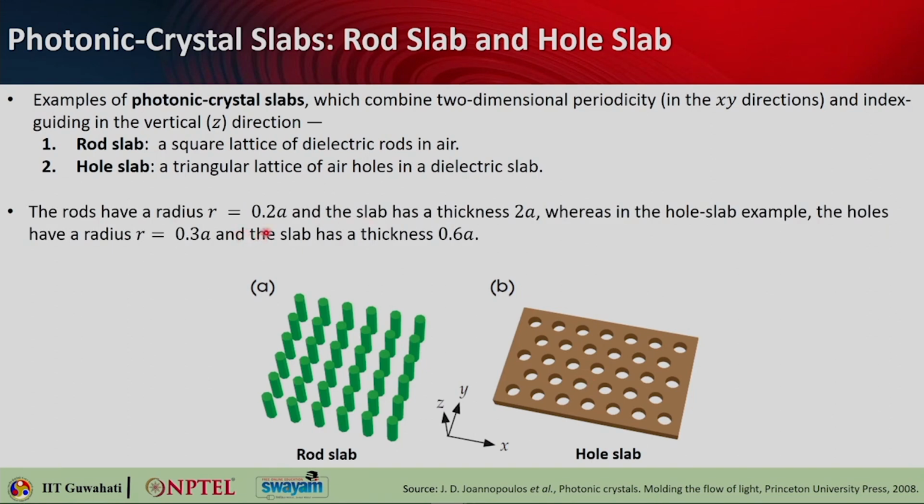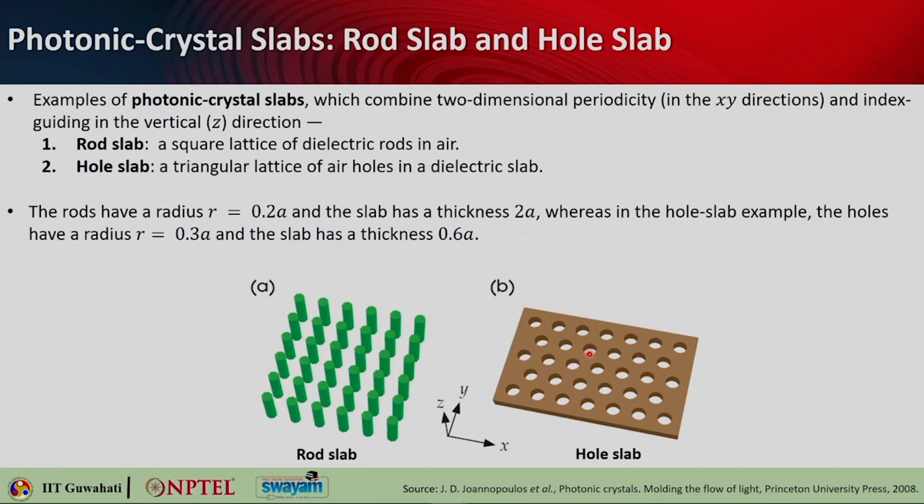So the rods have a radius of 0.2a. a is standard, a is the lattice constant, right? Here everything is in terms of the lattice constant, so it can be normalized to any other. Whatever value you pick as your lattice constant, you can find the corresponding radius. And the slab has been taken to have a thickness of 2a. So this is the thickness for this rod slab.